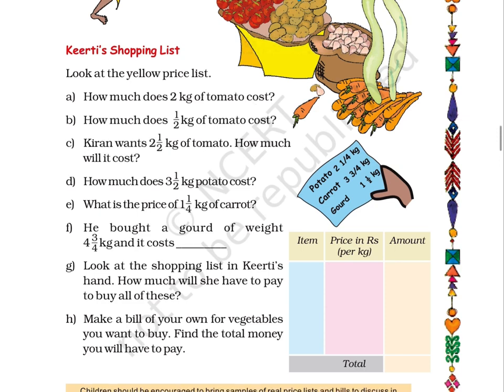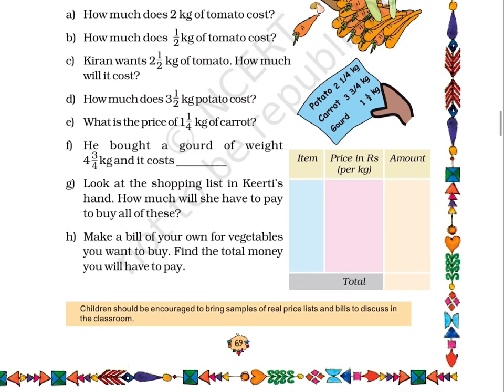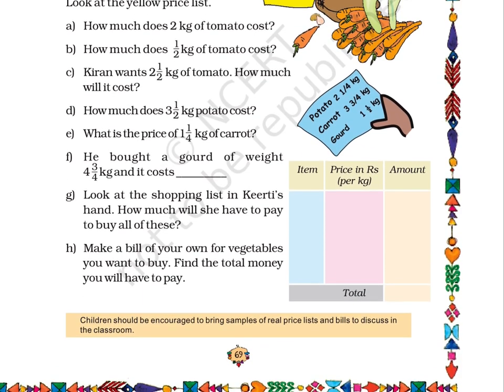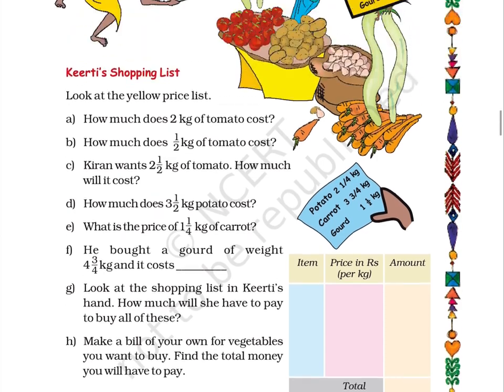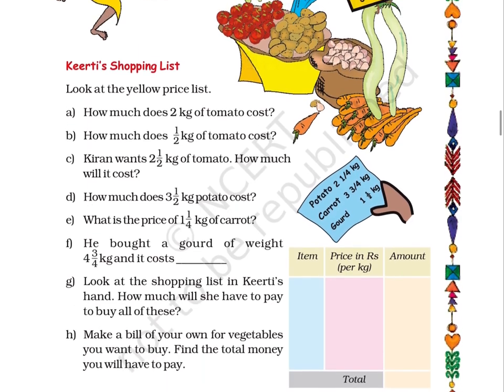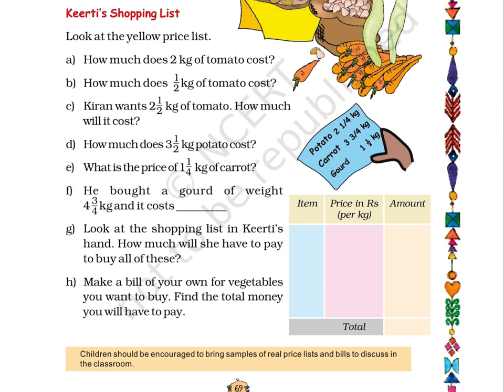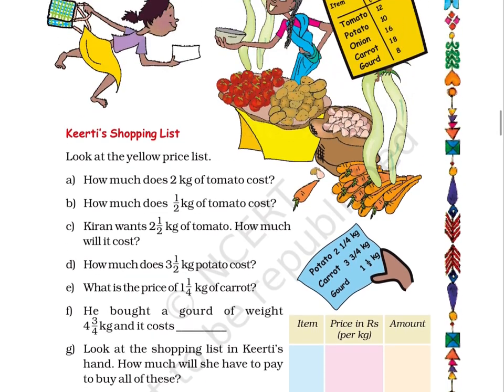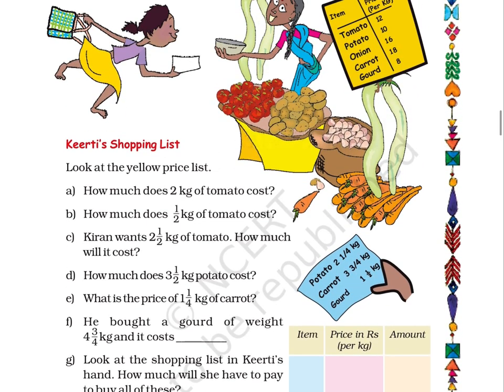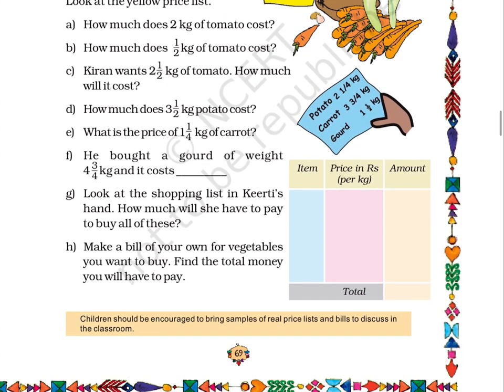G. Look at the shopping list in Kirti's hand. How much will she have to pay to buy all of these? H. Make a bill of your own for vegetables you want to buy. Find the total money you will have to pay. We have a table drawn towards the bottom right of the page with 3 columns indicating item, price in rupees per kilogram, and amount. Write in the different items with their prices and the amount spent on each, and then you will get the total in the end.